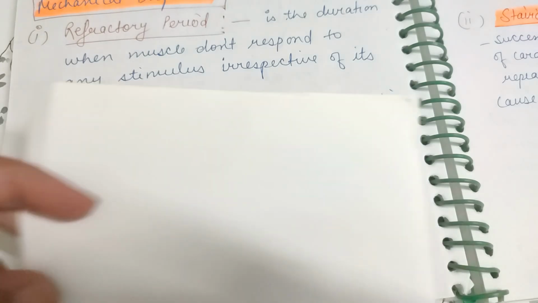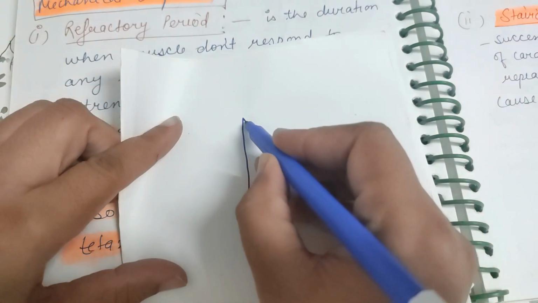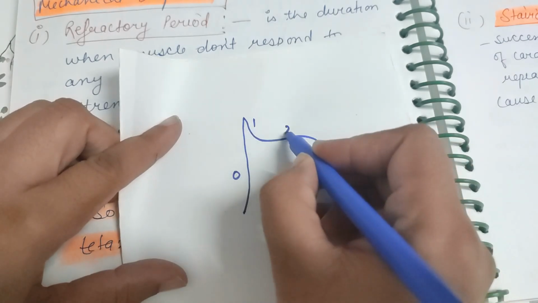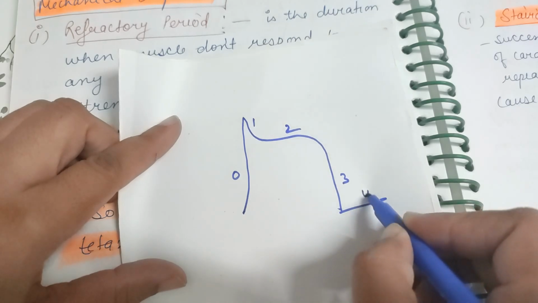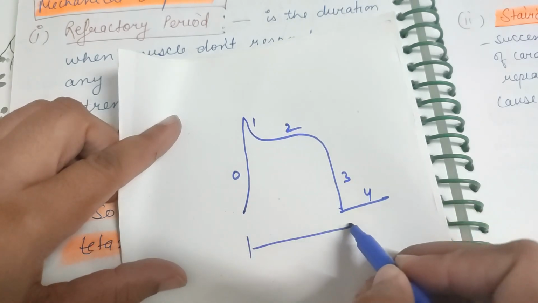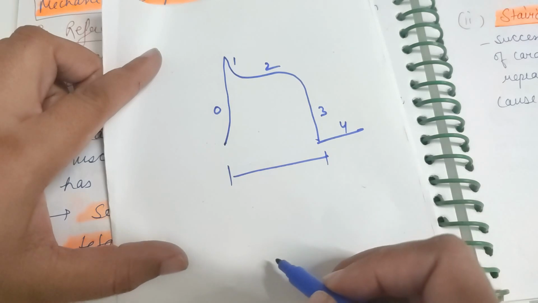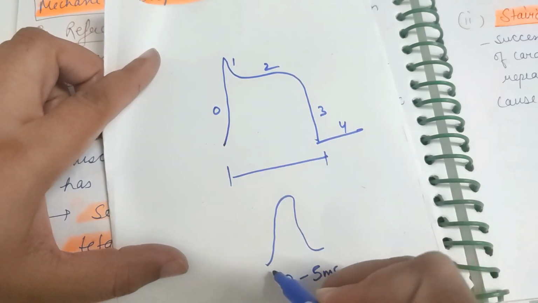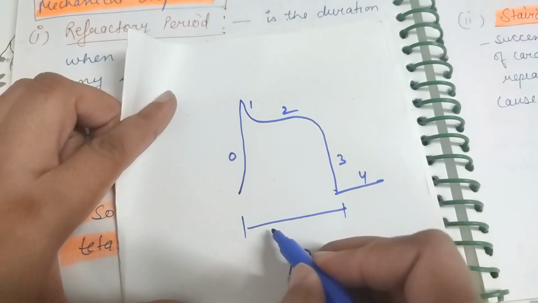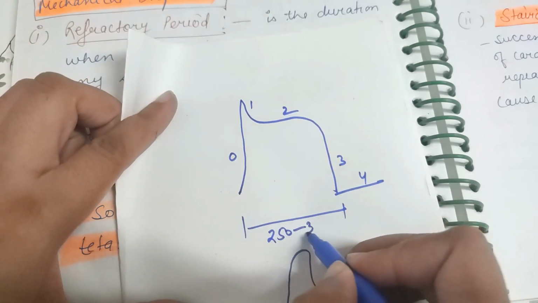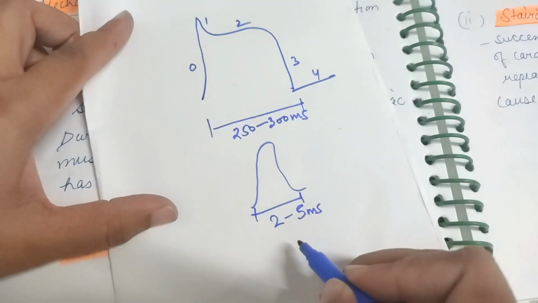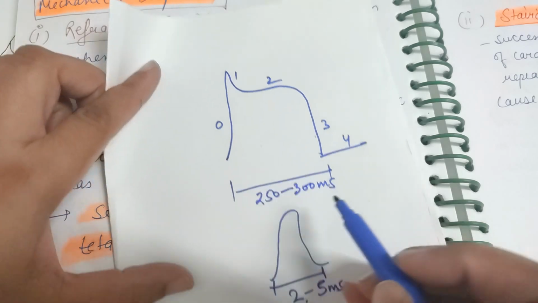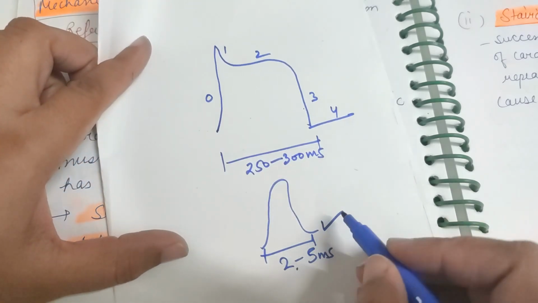So what that means is we have the cardiac action potential like this. This is phase 0, this is 1, this is 2, this is 3, and this is 4. This action potential duration is very long. If you compare with skeletal muscle, it's around 2 to 5 millisecond, but in cardiac muscle it's around 250 to 300 millisecond. It's very long compared to skeletal muscle.